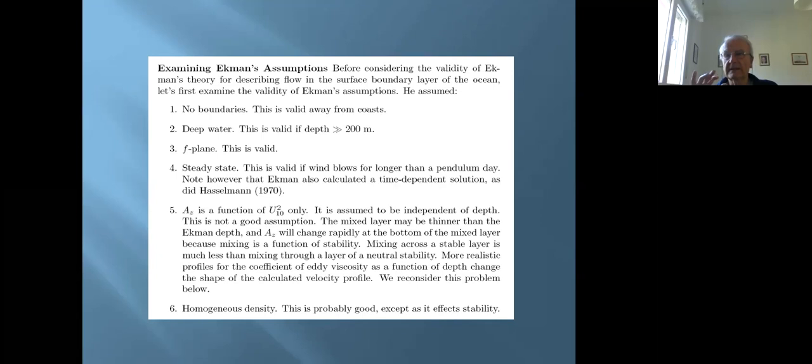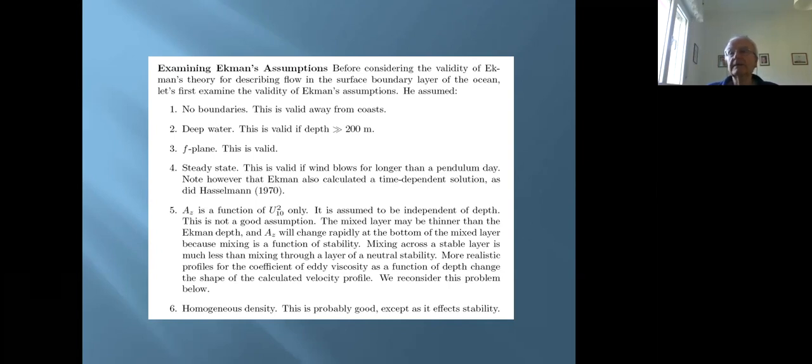So this kind of solution is valid away from coasts. No boundaries, because boundaries would complicate things and introduce lateral friction, and therefore there would not be only the vertical friction but also the lateral friction, which then certainly will not result in this kind of solution.